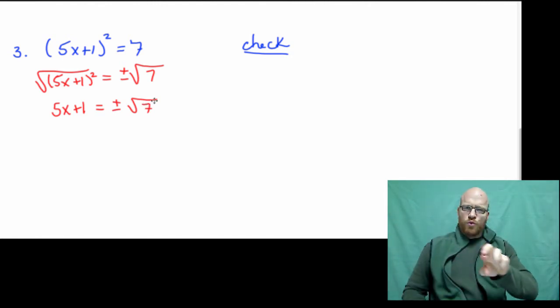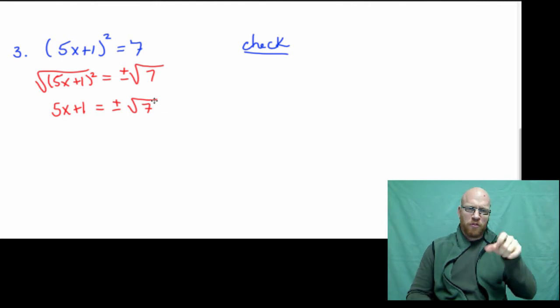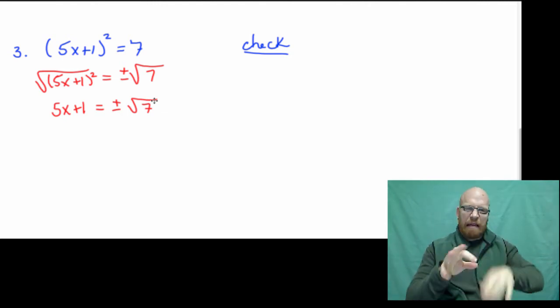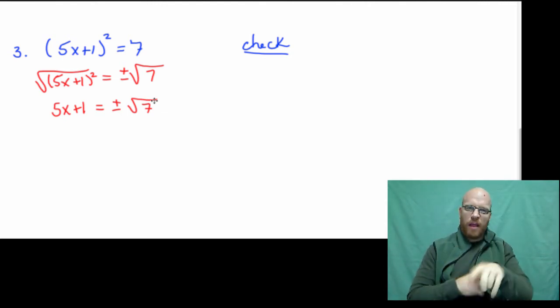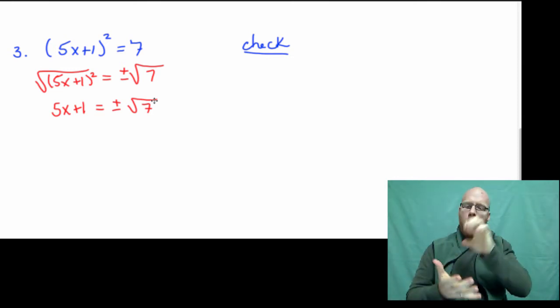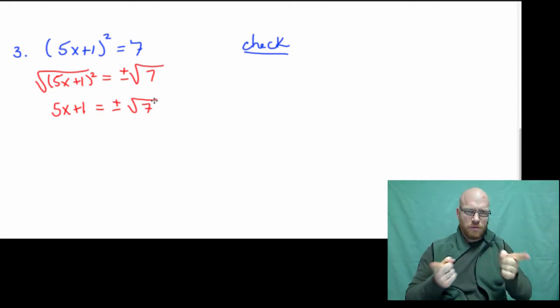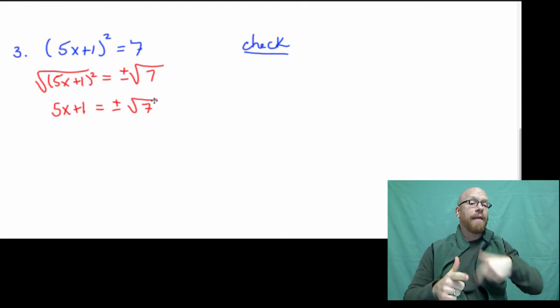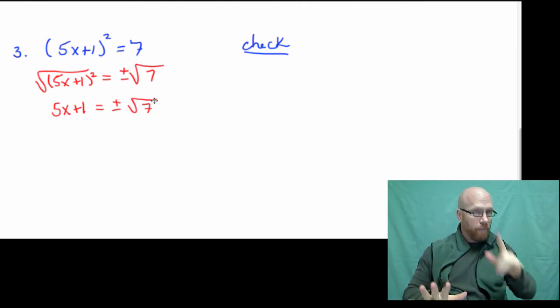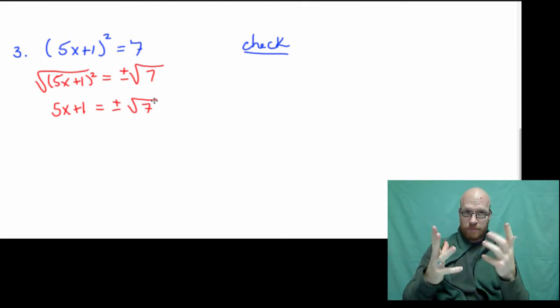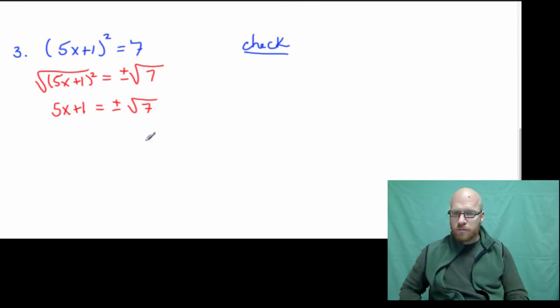Okay. We have plus and minus the square root of 7. There's no perfect square in there. We can't simplify it, and it's not a perfect square itself, so we're kind of stuck with it, quote unquote. We're going to subtract 1 from both sides, and then we're going to divide by 5 as well, because we have 5 times x, so the opposite of multiplication is division.